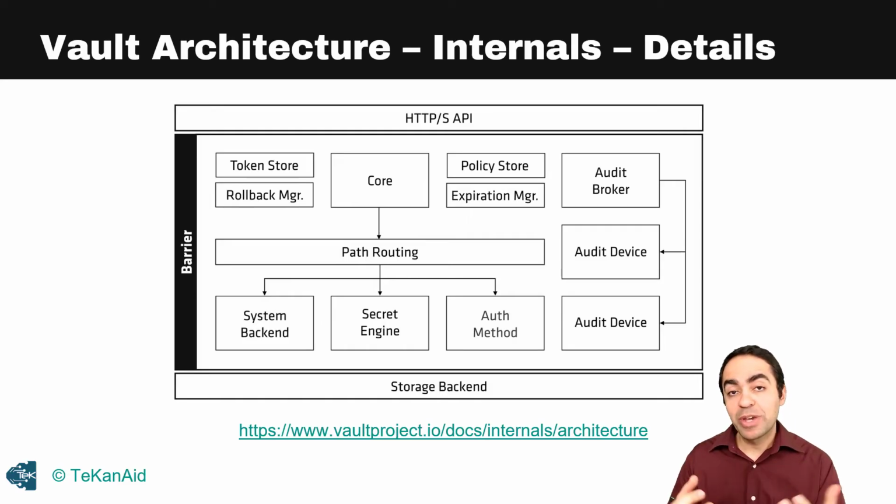And throughout the remainder of this course, we're going to look at this picture many times as we tackle the different components. So as you can see, the HTTP API is at the top, the storage backend is at the bottom, and in here is the core, and there are multiple components here, and this is within the cryptographic barrier that we just talked about. So as I mentioned, in this course, we're going to look at all these components.